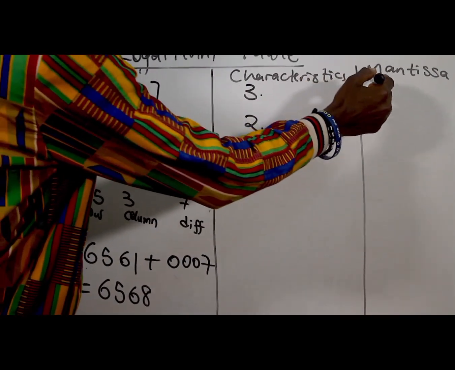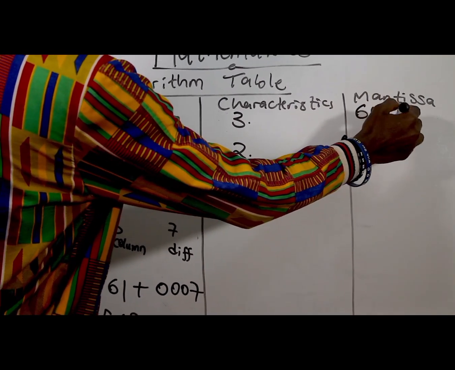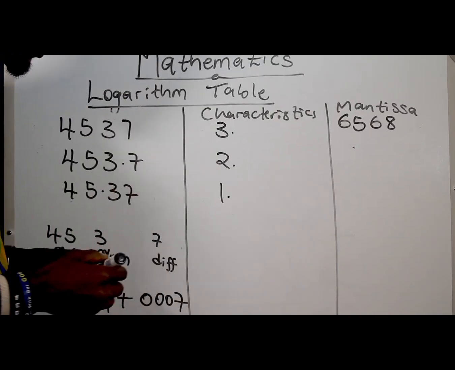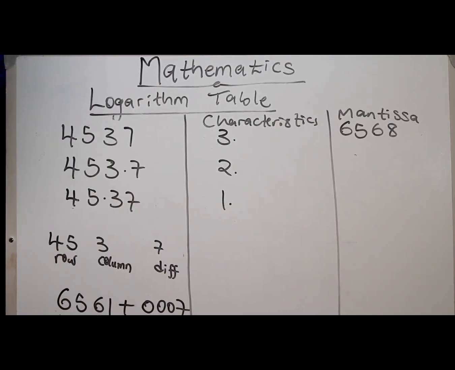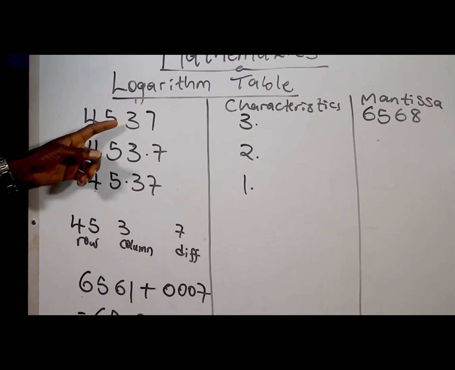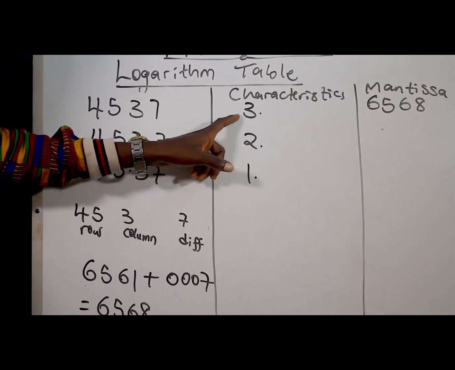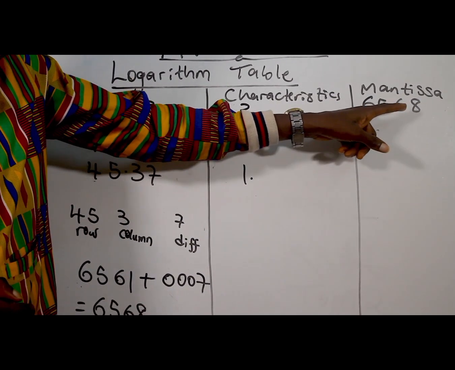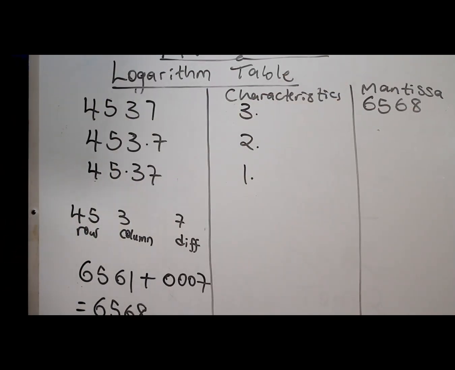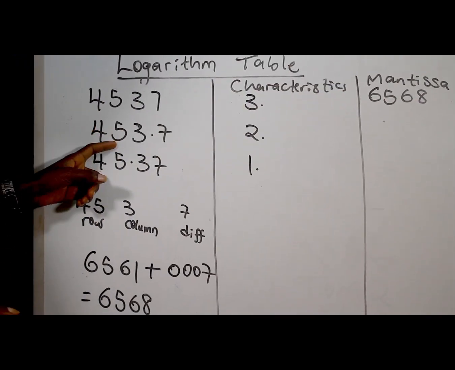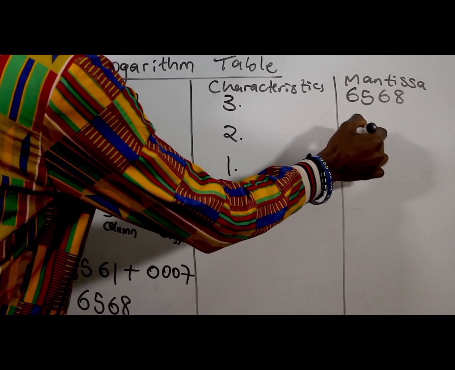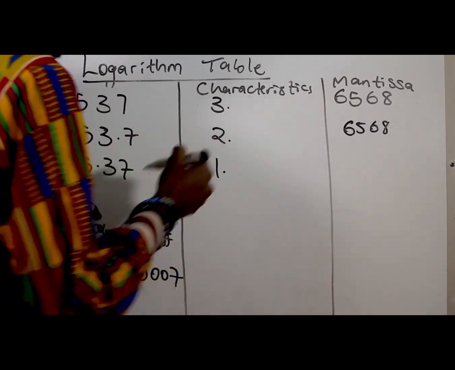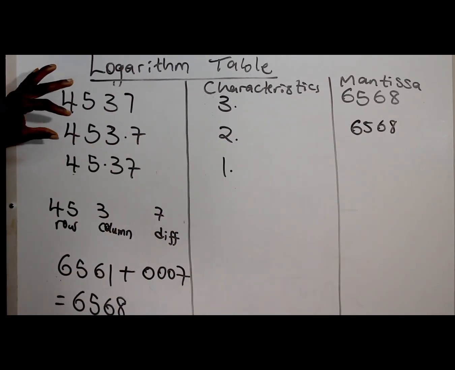So you put 6568. This implies that the logarithm of 4537 is 3.6568. What about the logarithm of 453.7? It will be 2.6568. The mantissa will remain the same, so far as it is the same digits.